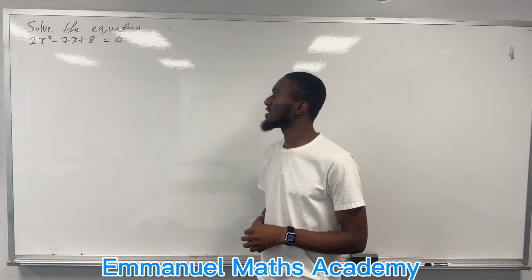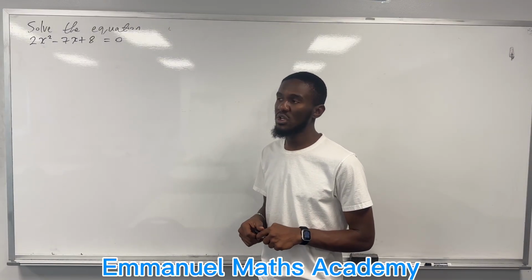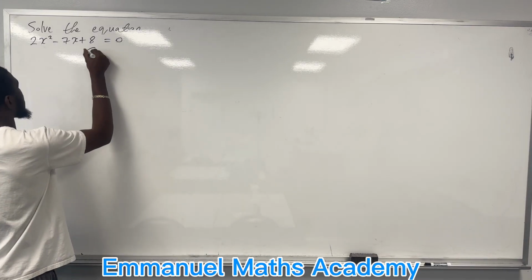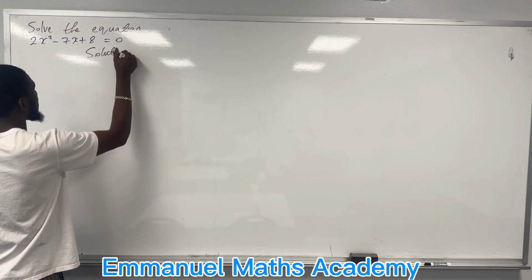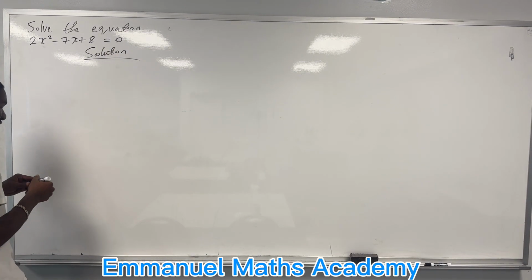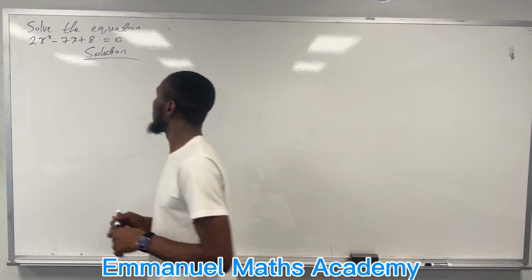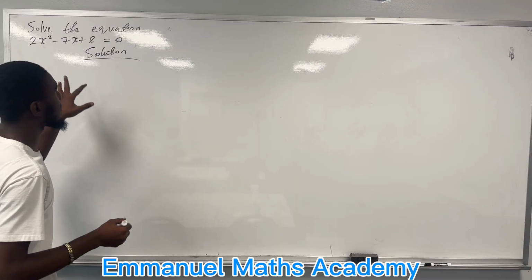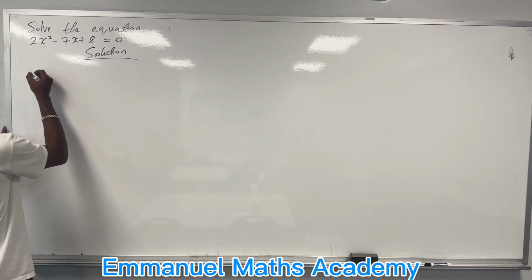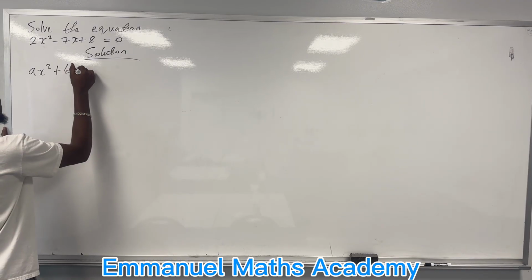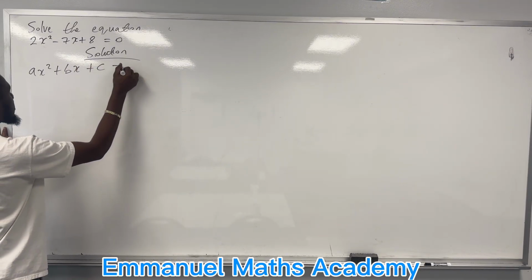Hello, so I want to solve this quadratic equation using the completing the square method. Solution. First of all, you need to make sure that your A is unity. What do you mean by A being unity? Make sure the value of A here is 1. Remember, the general form of a quadratic equation is ax squared plus bx plus c equal to 0.